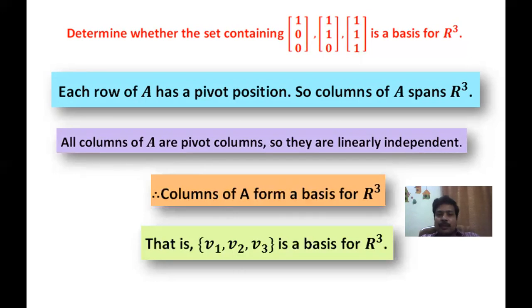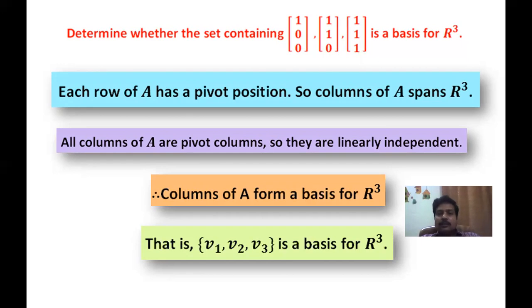So we can conclude that in a square matrix, if the number of pivot positions is equal to n, that is, if in an n by n square matrix the number of pivot positions is n, then the columns form a basis for Rn. Of course, that is one of the results of the invertible matrix theorem.